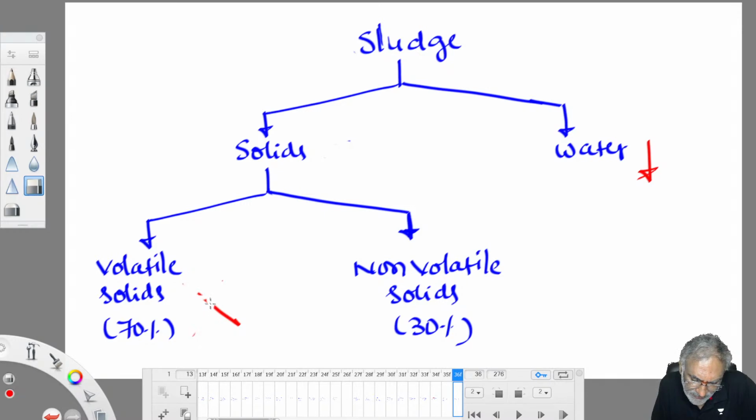So we achieve two things by sludge treatment. One is volume reduction, the other one is strength reduction. So two things we carry out.